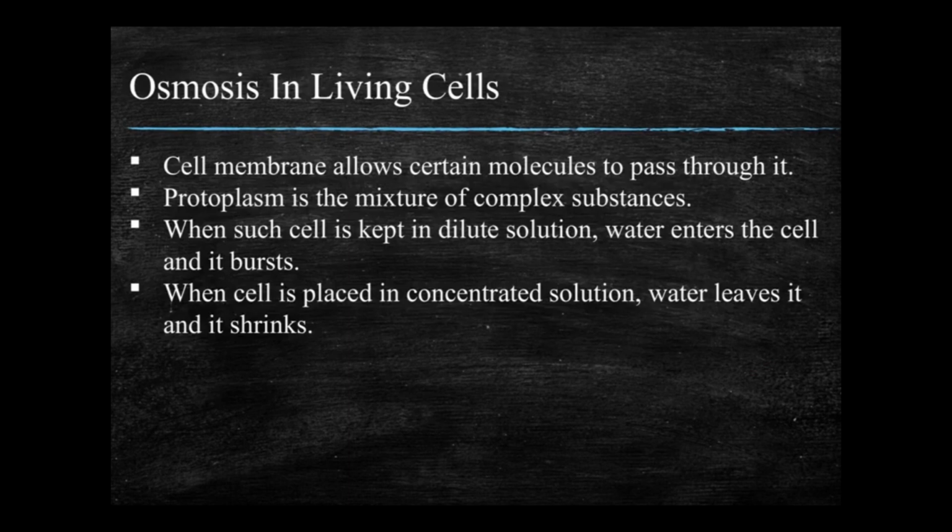Protoplasm is a mixture of complex substances. When such a cell is kept in a dilute solution, meaning a solution that has more concentration of solvent, water enters the cell from outside. When water enters the cell from outside, the cell contains more quantity of water, and in this condition, the cell bursts. When this cell is placed in a concentrated solution, where the quantity of solvent is less, water will leave it and it will shrink.